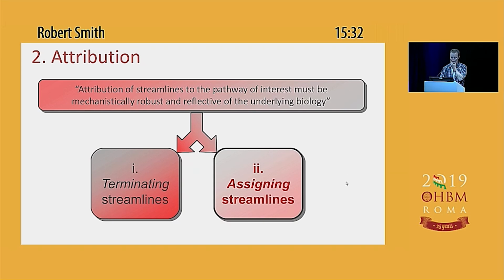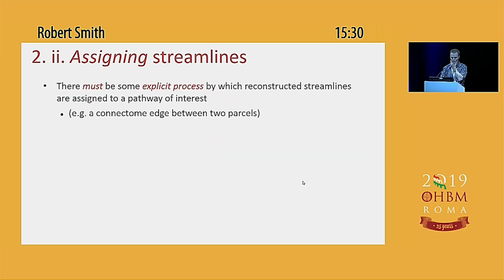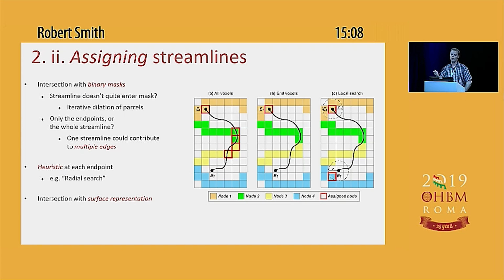So step 2 of this attribution point is on assigning streamlines. So I alluded to this briefly. In the challenge of taking streamlines and assigning them to grey matter parcels to generate a connectome, there's actually some kind of explicit process going on in that actual assignment of streamlines to parcels. And the way that you do this can actually have a very large influence on the connectome that you get out as a result. So for instance, you could simply look for those grey matter parcels that the streamline intersects.